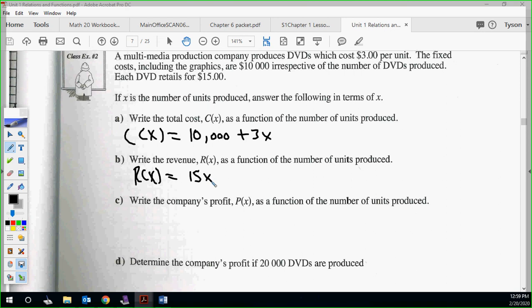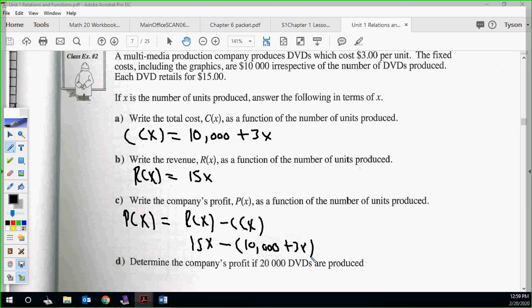Profit, we should know, if you guys want to be finance majors or business, profit is simply revenue minus cost. Whatever you bring in, subtract the cost, that's your leftover profit that you take home. So in this case, we want to do r of x minus c of x. So what is 15x minus 10,000 plus 3x? Make sure that's in brackets because it's really 15x minus 3x. So your profit equation simplifies to the following: 12x minus 10,000.